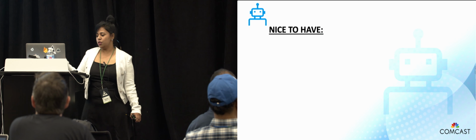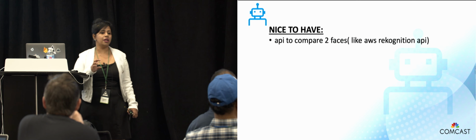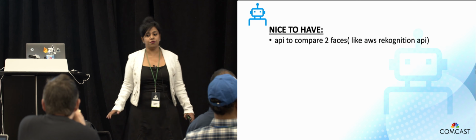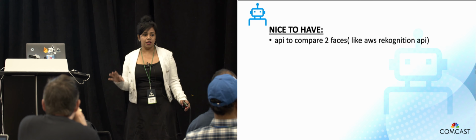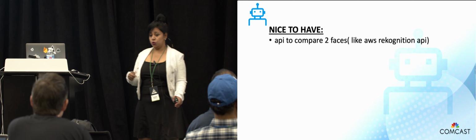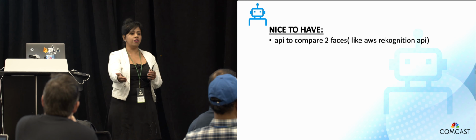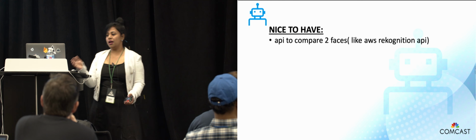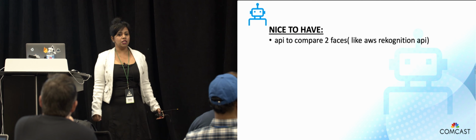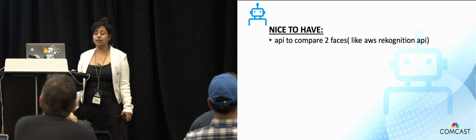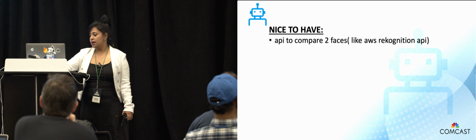Next, some nice to have features. I'm comparing with the AWS Rekognition API, which I've used. It has an API to compare two faces. You do get a tracking ID, but then you have to take the tracking ID and compare with another face. I felt like it would be nice for Firebase to have an API that can also compare two faces.